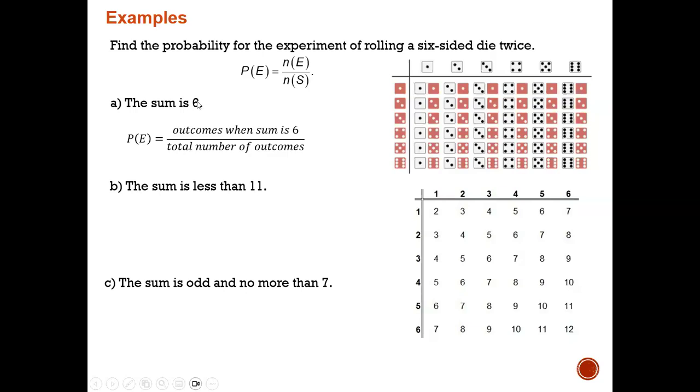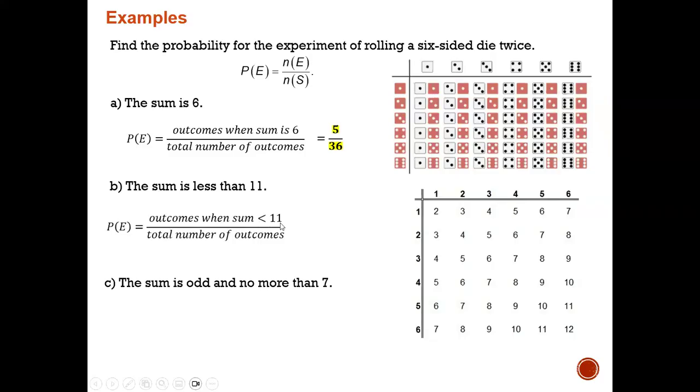For the first one, the sum is 6. Okay, so our probability comes from, well, what is the number that matches this event? How many outcomes have a sum of 6 over the total number of outcomes, right? Well, here we go. All of these are a sum of 6. So that's 1, 2, 3, 4, 5 favorable outcomes, 5 outcomes that meet the criteria of a sum of 6. And there's 36 possible outcomes. So there's 6 ways to roll the first die times 6 ways to roll the second. So there's 36 possible outcomes. So again, looking at these favorable outcomes when the sum is 6, that's going to be 5 out of 36.